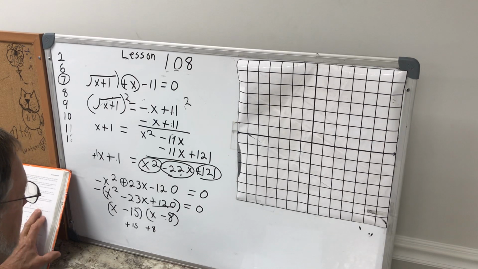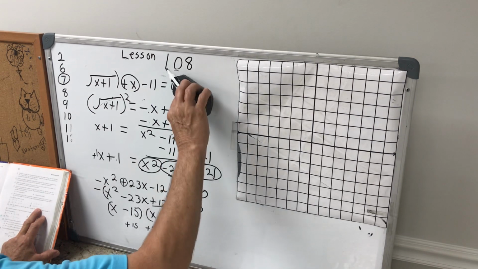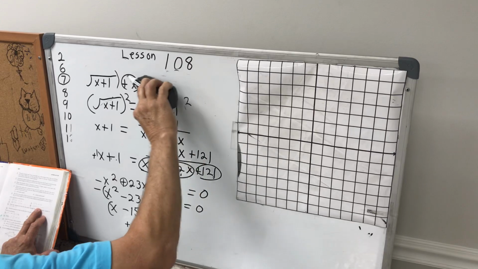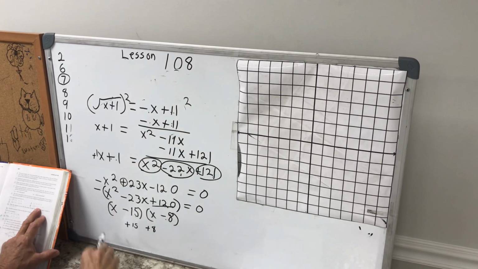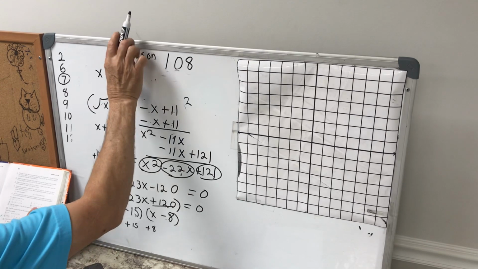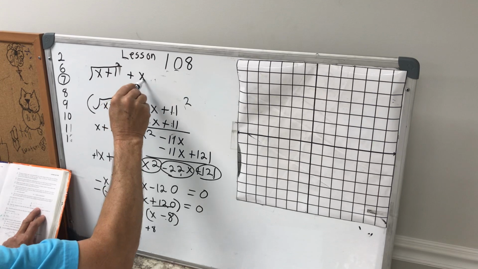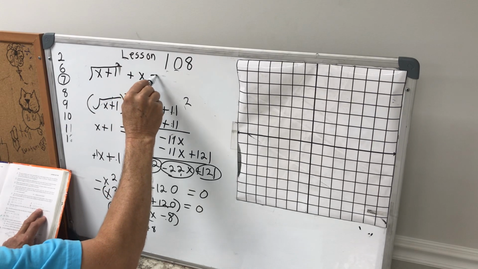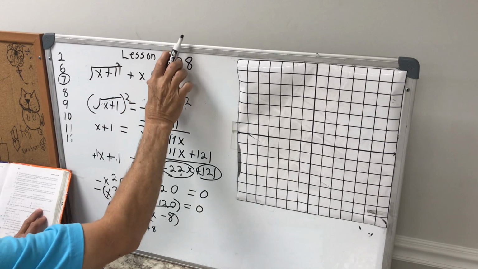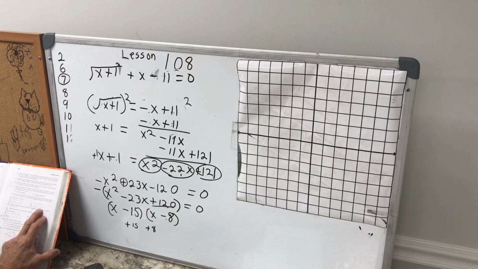Now normally we would leave that, but in this case we must check it. Which one will work? So we have to go back up to the original. I'm going to rewrite the original. Right here it is, but it has lots of marks on it, so we'll rewrite the original: the square root of x plus 1, plus x minus 11 equals 0. Can you see all of that?